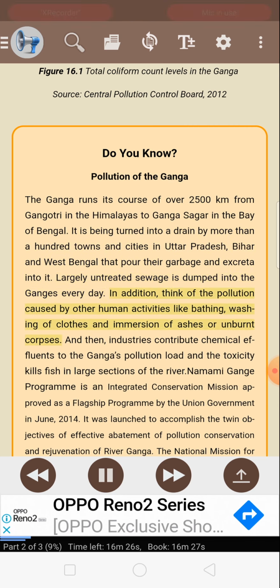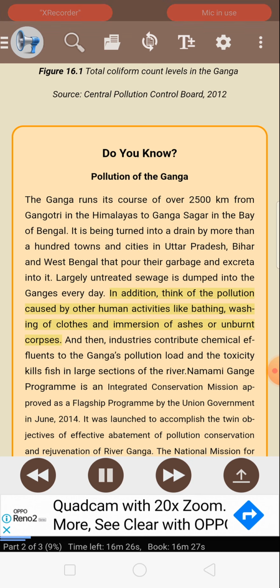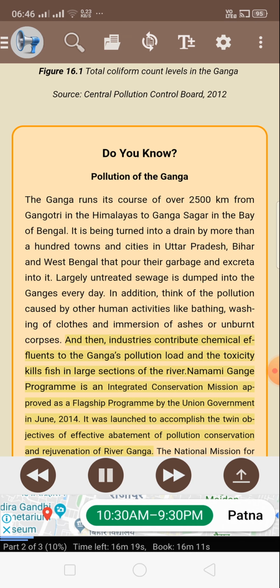In addition, think of the pollution caused by other human activities like bathing, washing of clothes and immersion of ashes or unburnt corpses. And then, industries contribute chemical effluents to the Ganges pollution load and the toxicity kills fish in large sections of the river.